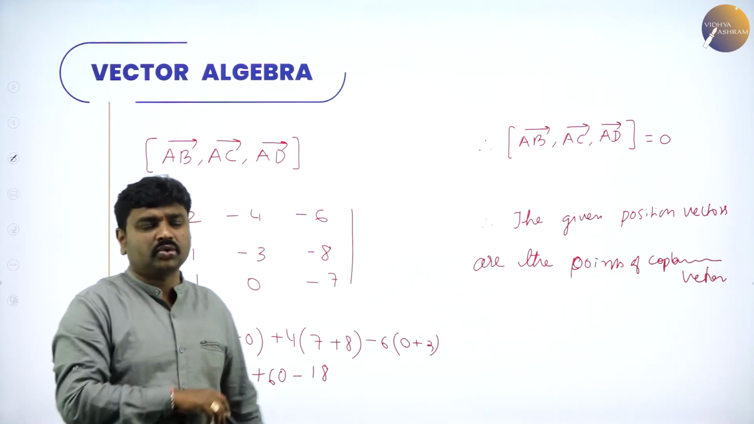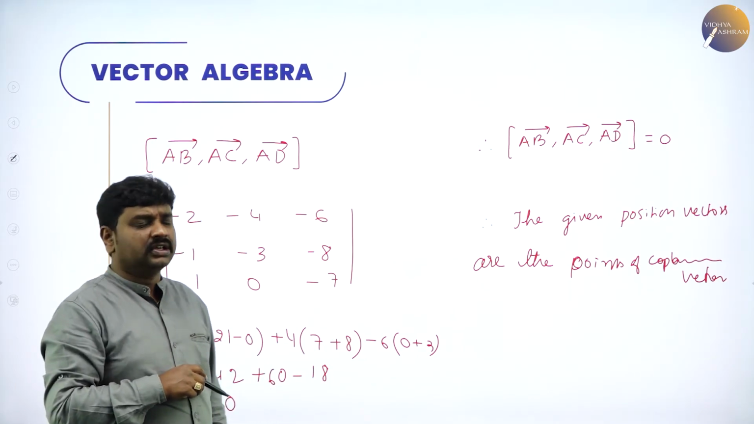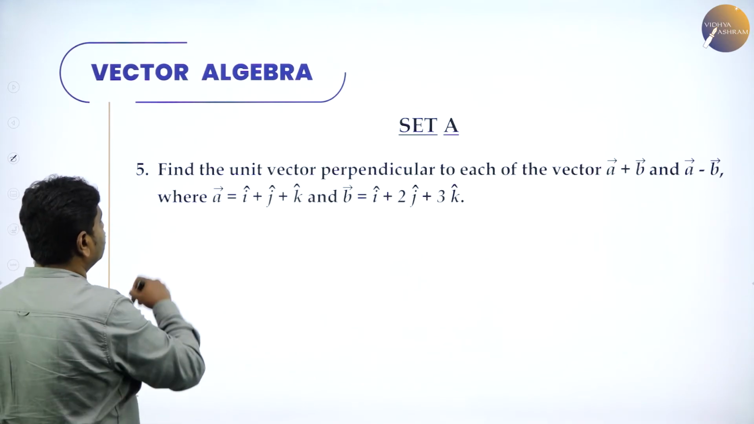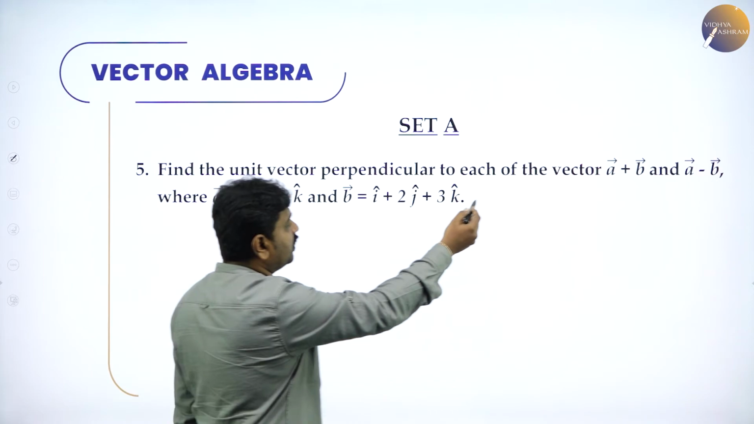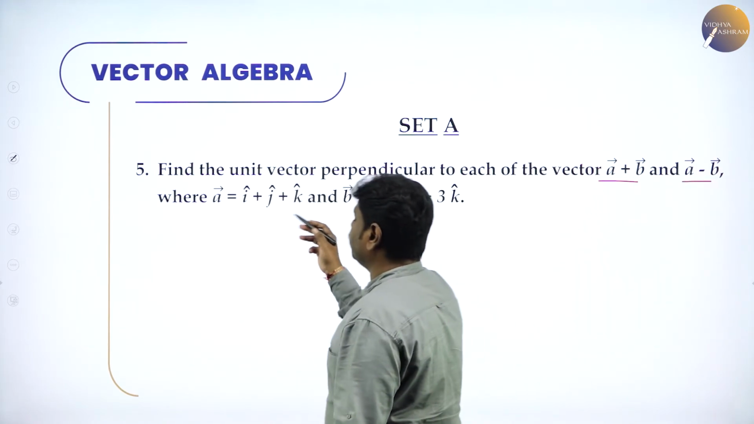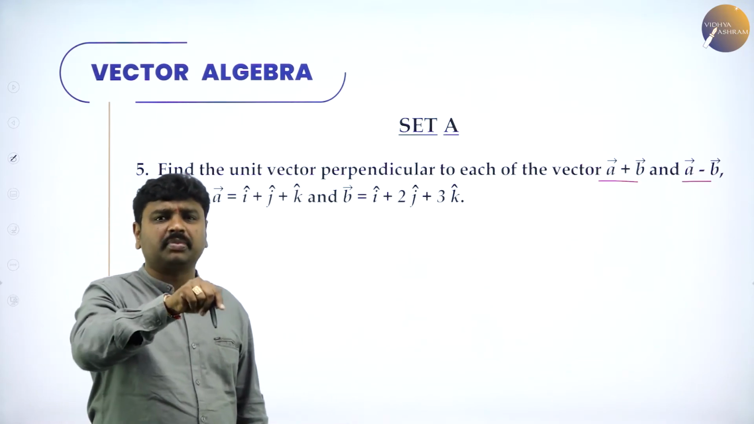So you can expect a question from this, or they may also ask to prove a box product like that. Now these are all 3 markers and one more 3 marker of this kind. Find the unit vector perpendicular to the vectors A plus B and A minus B. They gave A and B. It's a very interesting question. They want a unit vector perpendicular to both A plus B and A minus B.